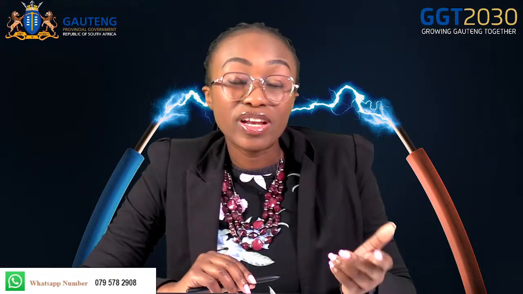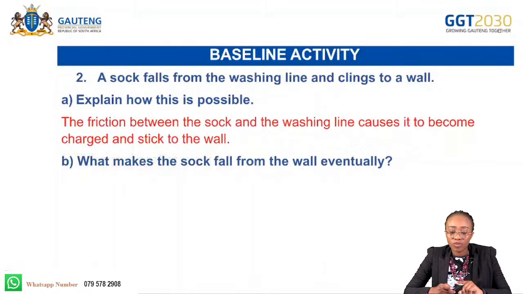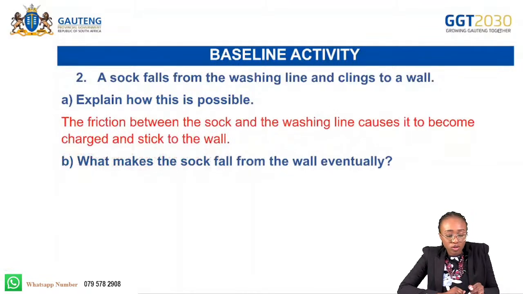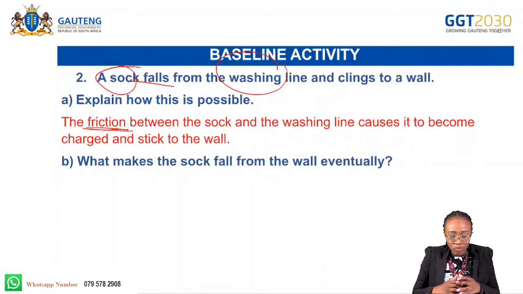Welcome back, learners. Now let's answer question 2A and question 2B. A sock falls from the washing line and clings to a wall. Question 2A reads, explain how this is possible. This is possible because of friction. So the friction between the sock and the washing line causes the sock to become charged. So once it is charged, it falls off the washing line and then goes to cling to a wall.